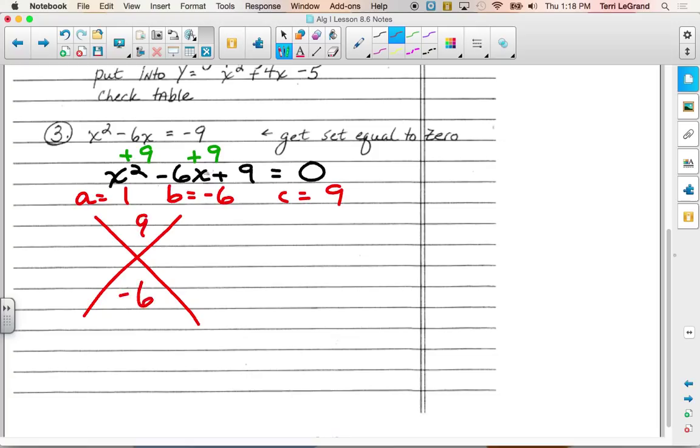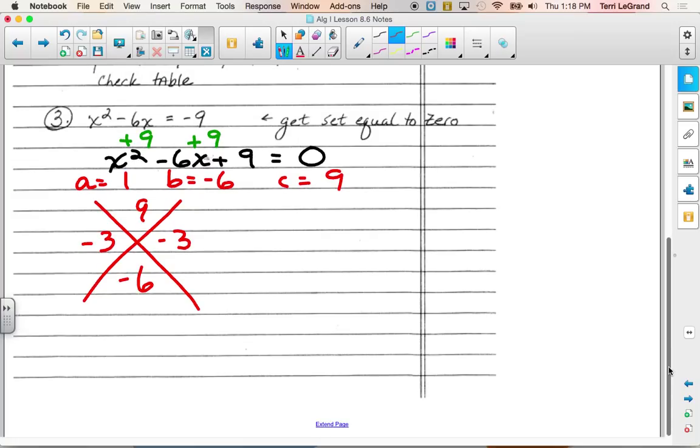What numbers are they? Multiply to 9, add up to -6. -3 and -3. Okay, that means then our renamed (x minus 3)(x minus 3) equals 0. We just renamed it.